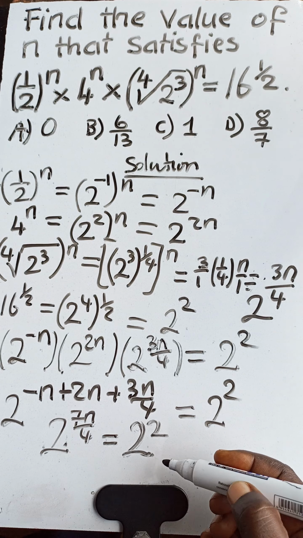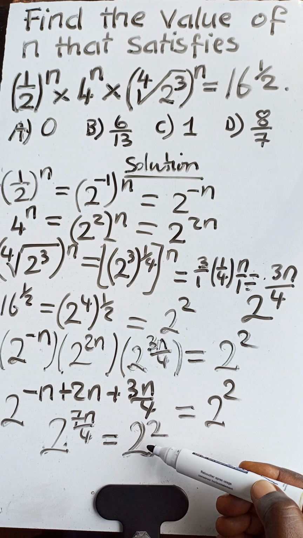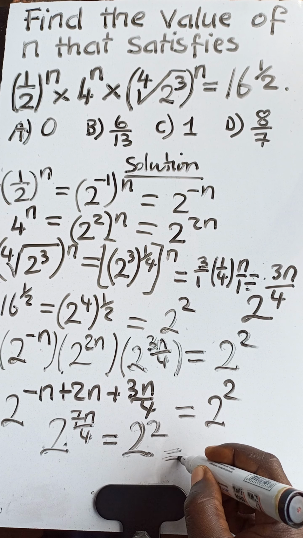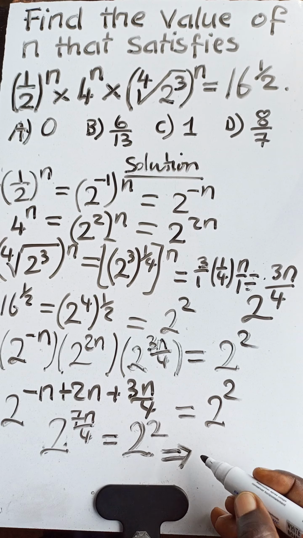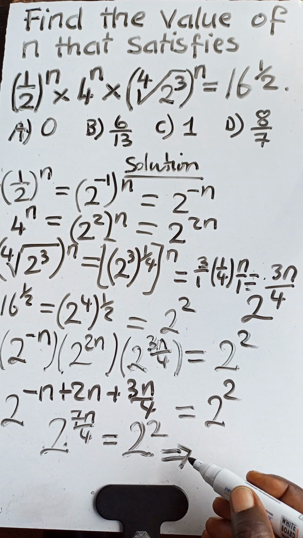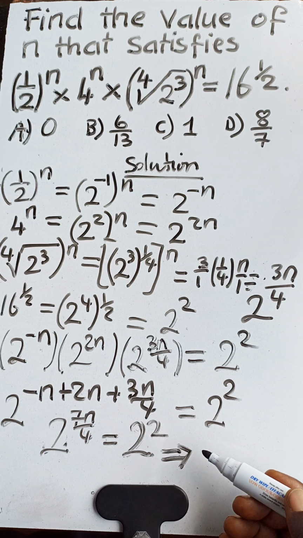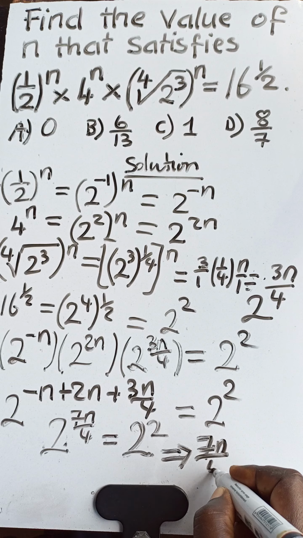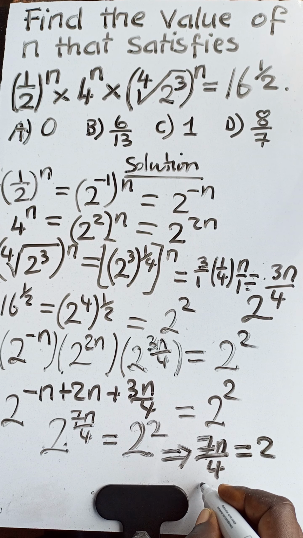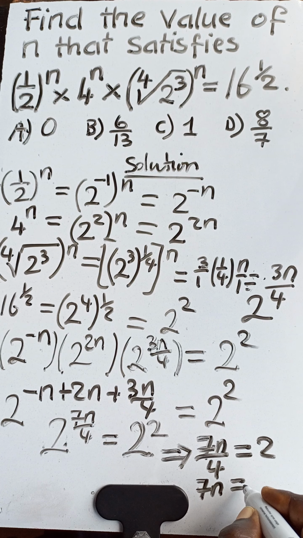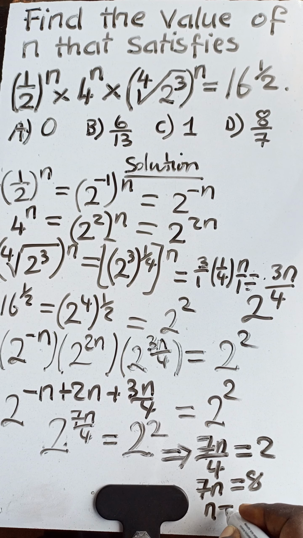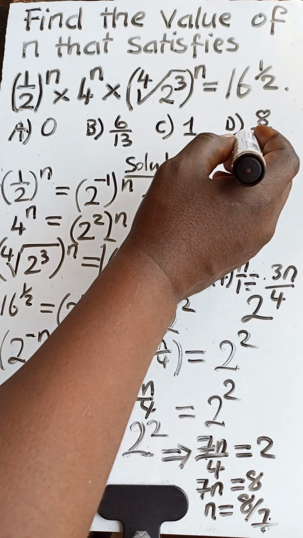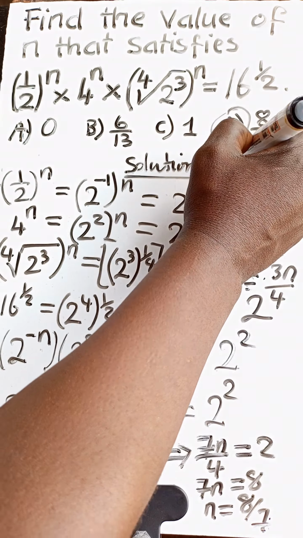Now, this index expression equals this index expression. That can only be true if their bases are equal and the powers are equal. Already the bases are equal, the bases are 2, and so we now equate the powers. 7n all over 4 must be equal to 2. So we have 7n must be equal to 8. From here, n is 8 all over 7. N is 8 all over 7, whose answer, therefore, is the option D.